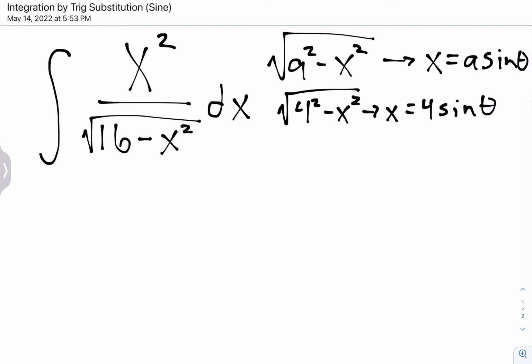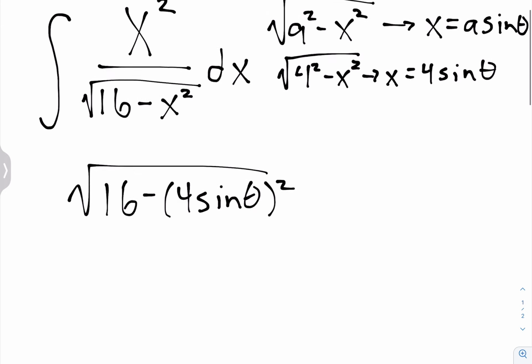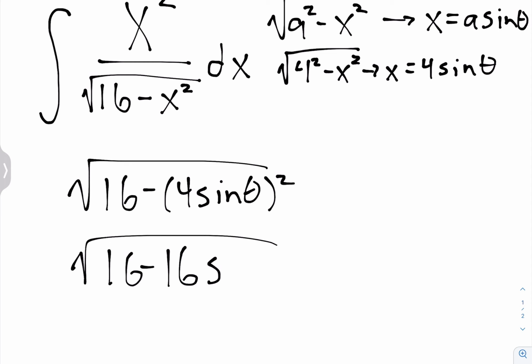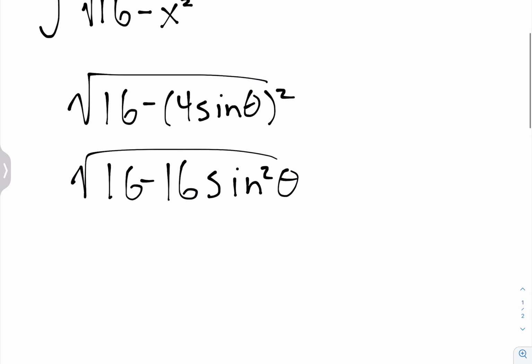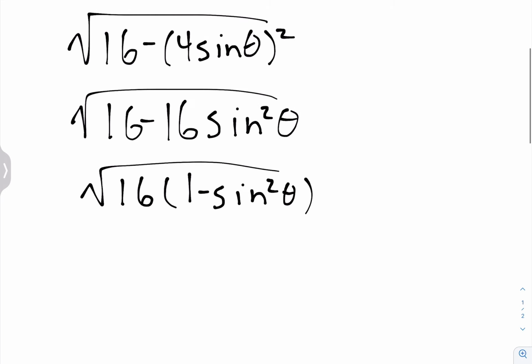So we're going to set x equal to 4 sine theta. If we do, we get the square root of 16 minus 4 sine theta squared. What we get now is the square root of 16 minus 16 sine squared theta, and we can factor out a 16. So this is the square root of 16 times 1 minus sine squared theta, and 1 minus sine squared theta is just cos squared theta. So this is 16 cos squared theta.